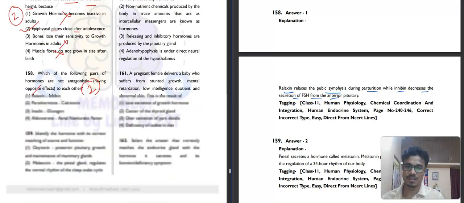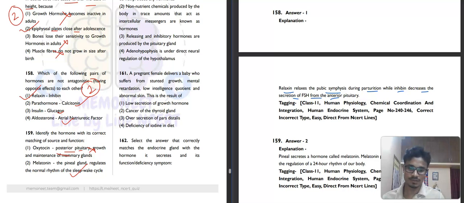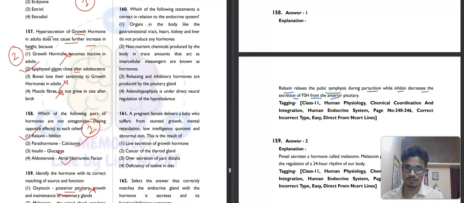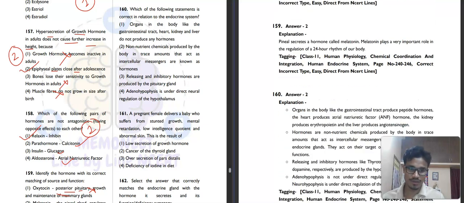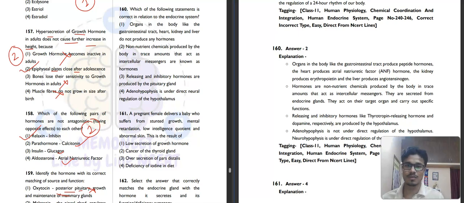Which of the following statements is correct in relation to the endocrine system? Okay, let's read all the options. The first option is given that organs in the body like the gastrointestinal tract, heart, kidney and liver do not produce hormones. They produce hormones. Okay.